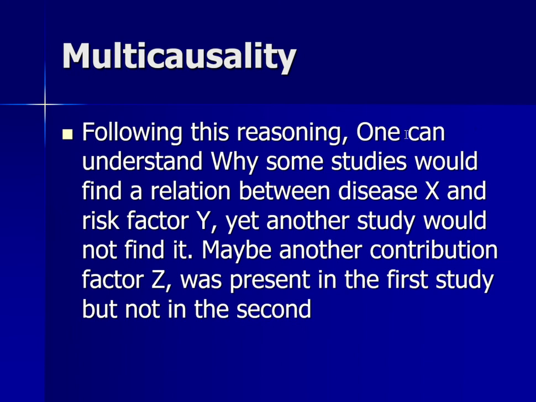Following this reasoning, one can understand why some studies would find a relationship between disease X and risk factor Y, yet another study would not find it. Maybe another contributor factor Z was present in the first study but not in the second study.